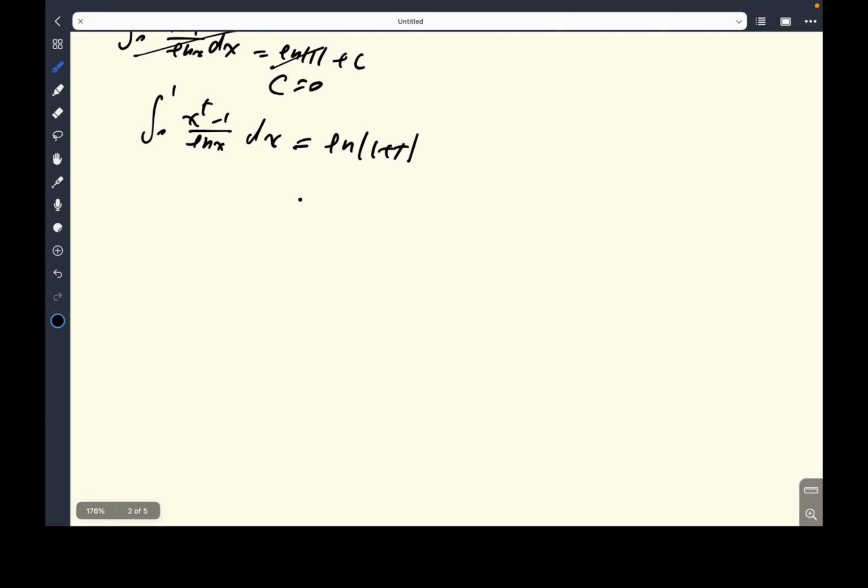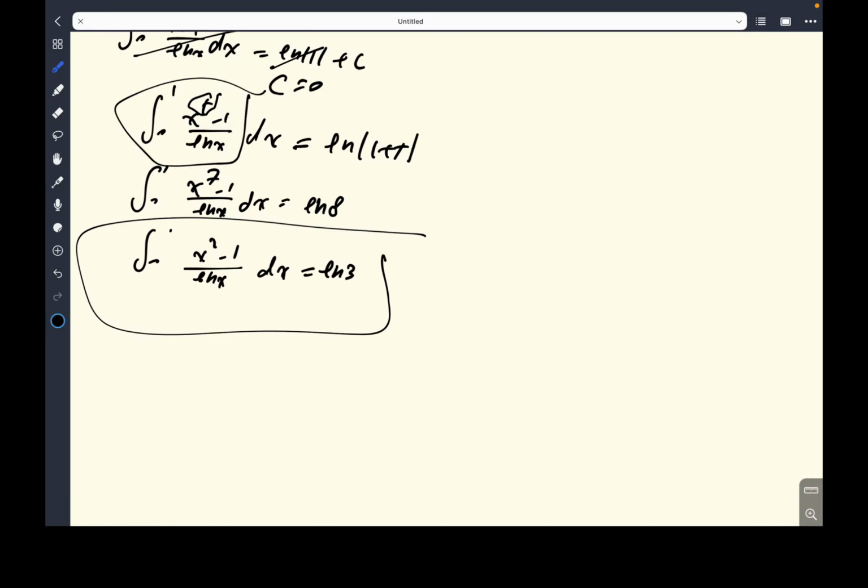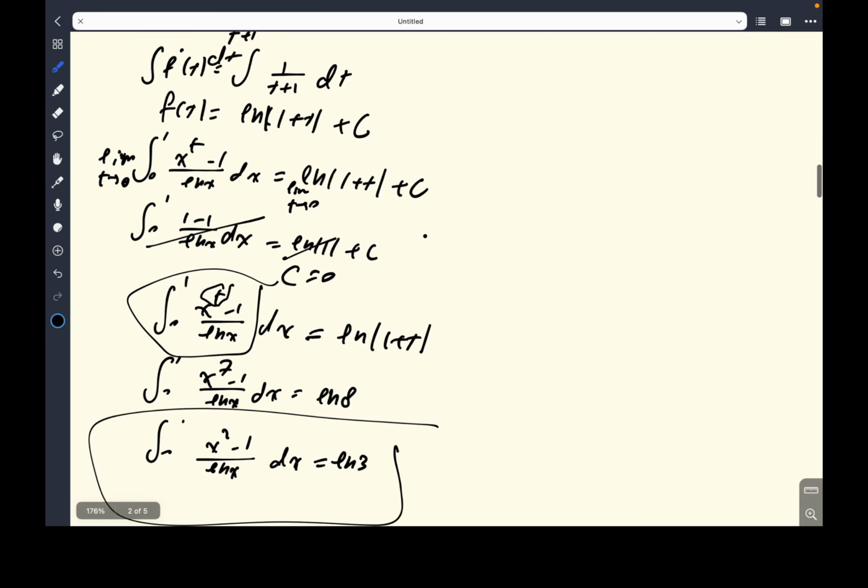So if I am looking for any integral that is in this form, I can find it by taking the power, adding 1, and taking its natural log. For example, in this case, the integral from 0 to 1 of x to the 7 minus 1 over ln x dx is ln of 8. Or if it was the integral from 0 to 1 of x to the x squared minus 1 over ln x dx, it would be ln 3. So this is how we can solve an integral that looks scary with Feynman's method of integration.